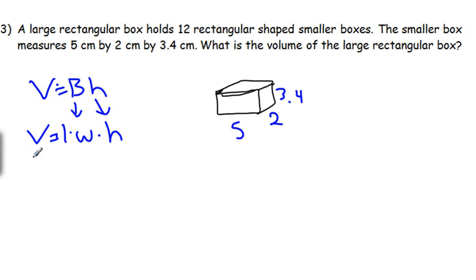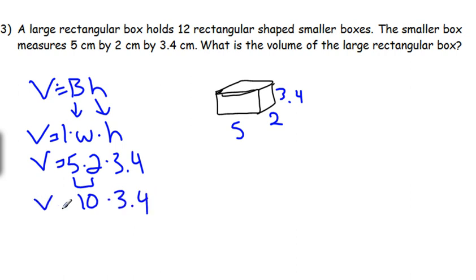So we just multiply this out. So we say 5 times 2 times 3.4. And this part is pretty simple. 5 times 2 is 10. Actually, that's pretty simple. The next part too. 10 times 3.4, that's just a matter of moving the decimal place over. So 10 times 3.4 is just going to be 34. So that is the volume of one box. This one box was 34 centimeters cubed.